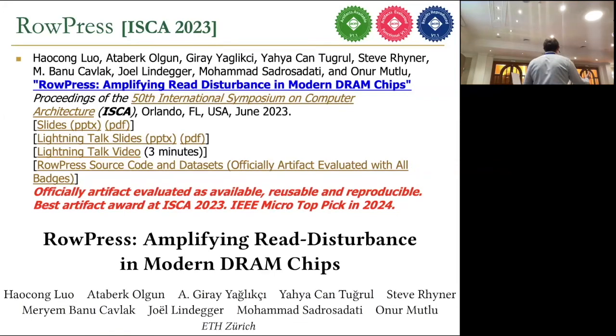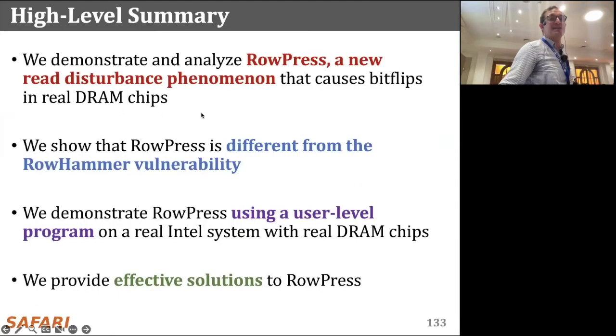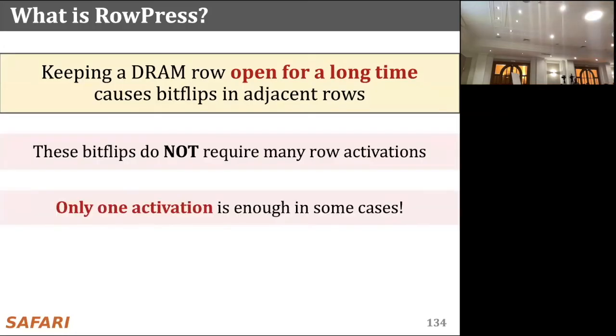And actually, industry has experimented with it, and they've shown that you get bit flips in real DRAM. So basically, the idea is this is a new read disturbance phenomenon that causes bit flips in real DRAM chips. It's different from RowHammer. I'm going to show you. We were able to actually show that using a user-level program on a real system with real DRAM chips, and we provide some effective solutions. Okay, the basic idea is this. Keeping a DRAM row open for a long time causes bit flips in adjacent rows. These don't require many row activations. In fact, in some cases, only one activation is enough.